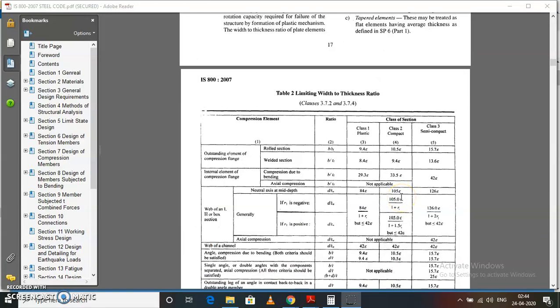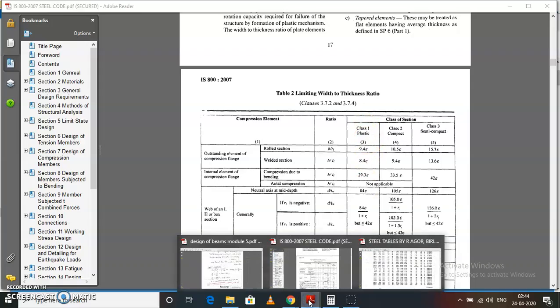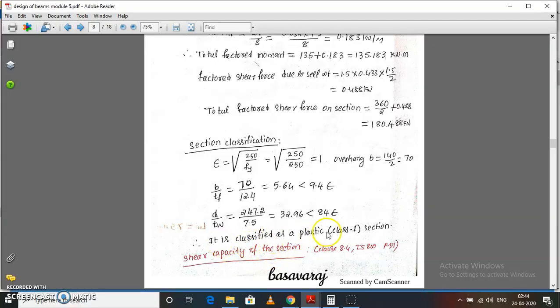So now come to Table number 2 and compare the values. The first value, b by tf, is less than 9.4 times epsilon, and d by tw value is less than 84 times epsilon. Hence the section belongs to class 1, that means it is a plastic section. So it is classified as a plastic section, that is class 1 section.